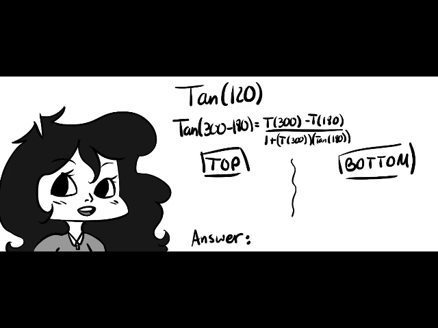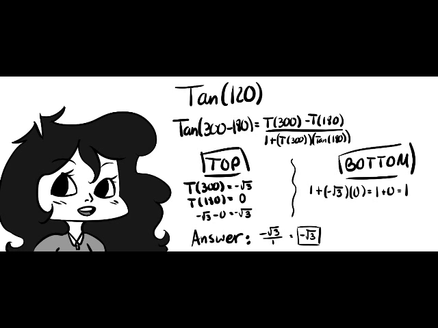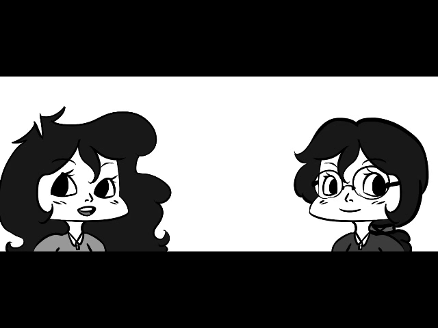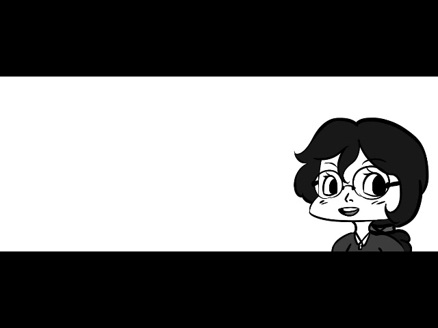Let's separate the top and the bottom. The top is tangent 300 equals negative square root of 3. Tangent 180 equals 0. Negative square root of 3 minus 0 equals negative square root of 3. Bottom. 1 plus negative square root of 3 times 0 equals 1 plus 0 equals 1. As a result, the answer is negative square root of 3. On to the last question! I'll be taking the difficult equation.